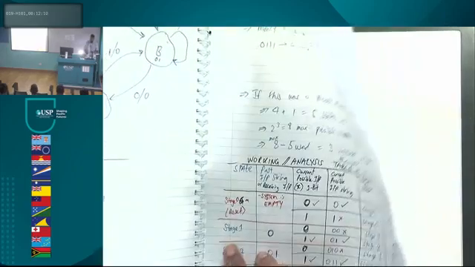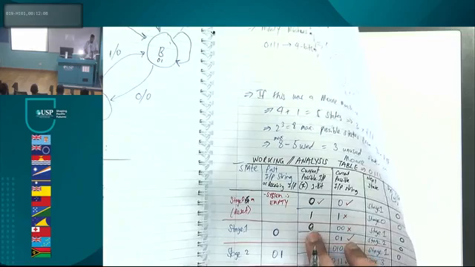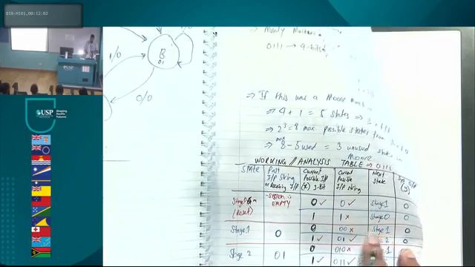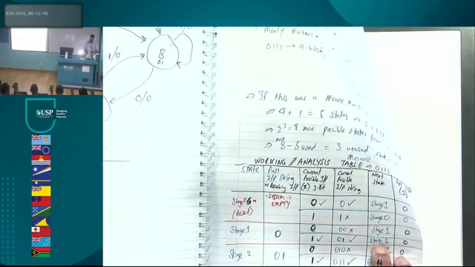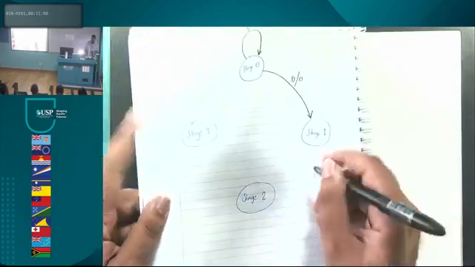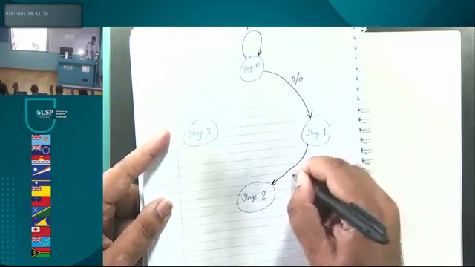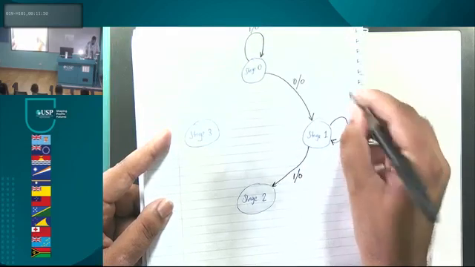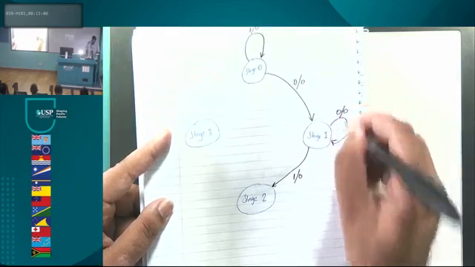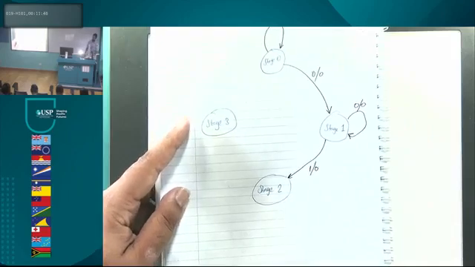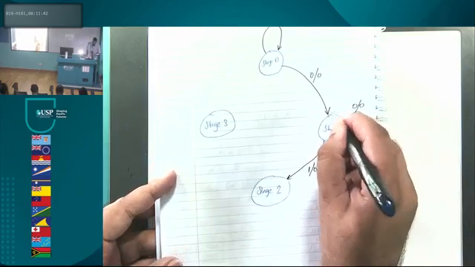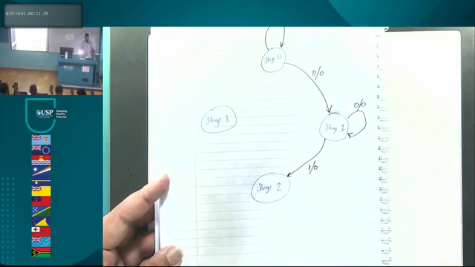Stage 2. Stage 1, input was 0, it went to stage 1 again, it stayed at stage 1. And if input was 1, it went to stage 2. Right. If input was 1, it went to stage 2, output is 0. And if input was 0, output was 0. So, you know, the good thing about these things is that you will only get an output of 1 only once.